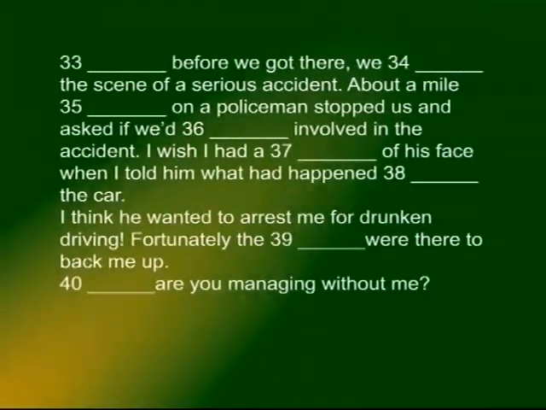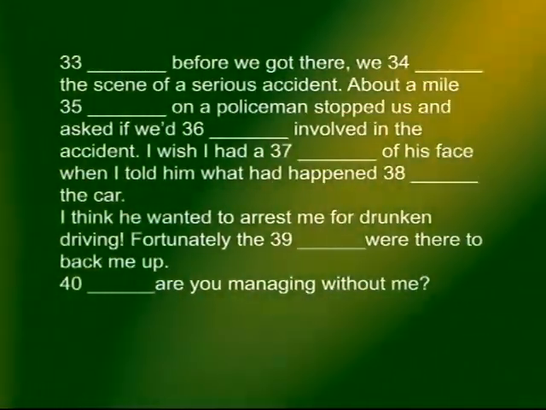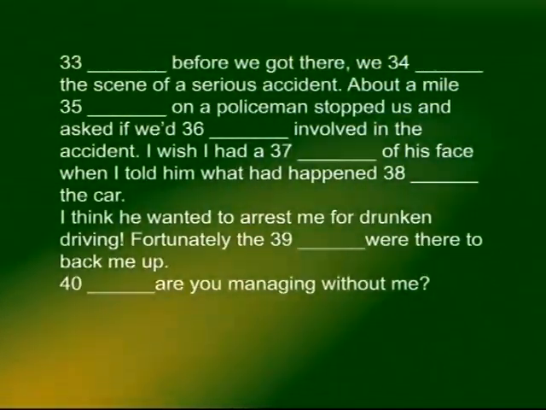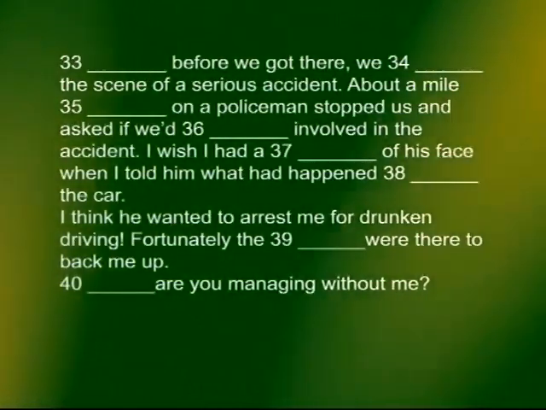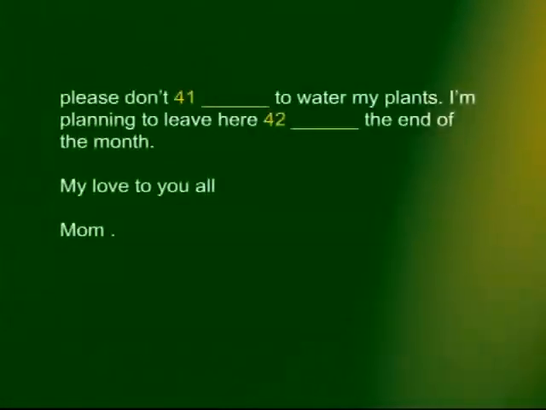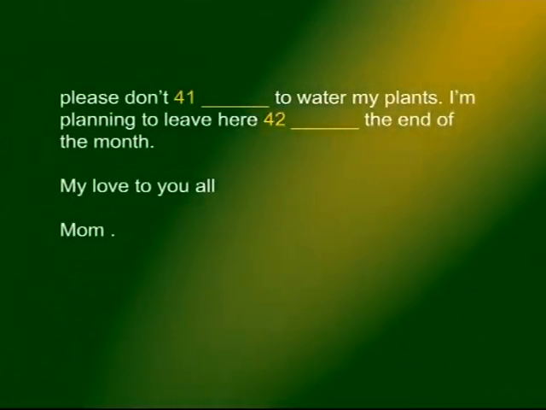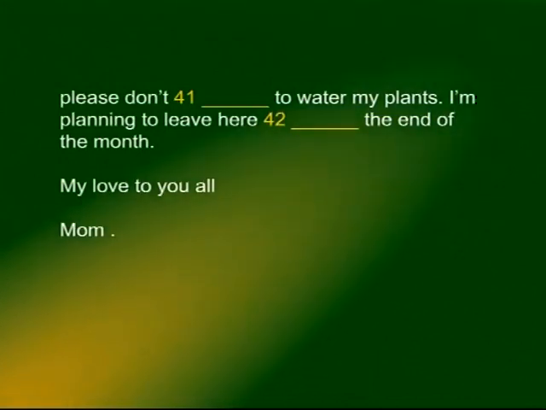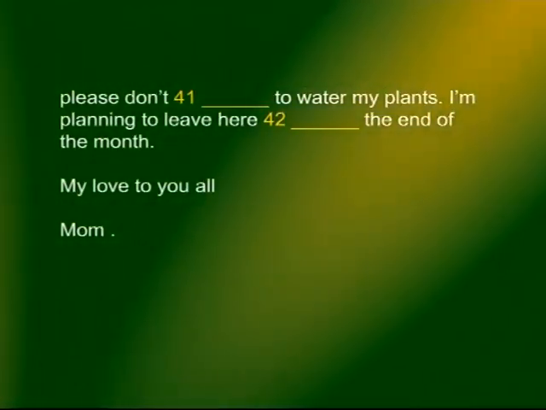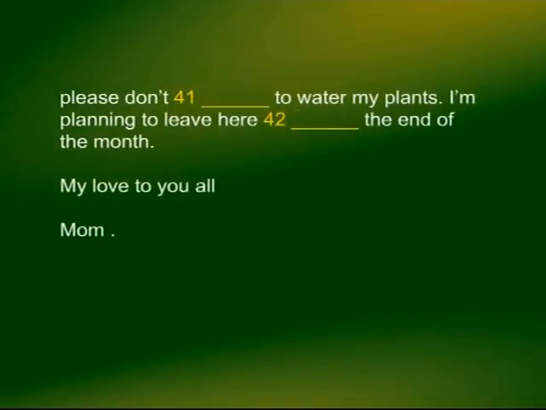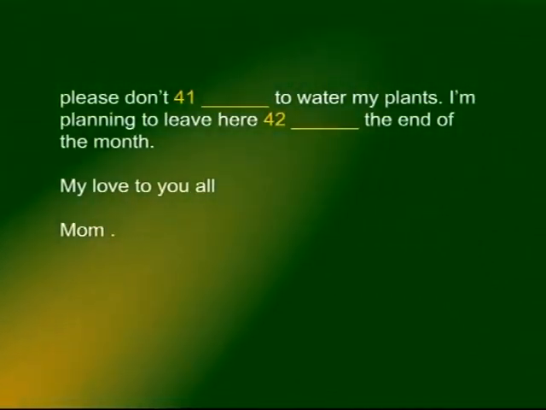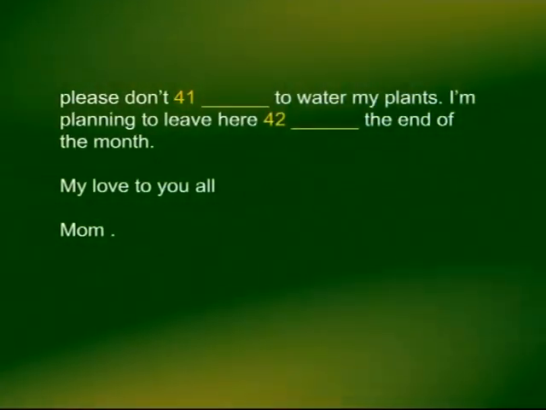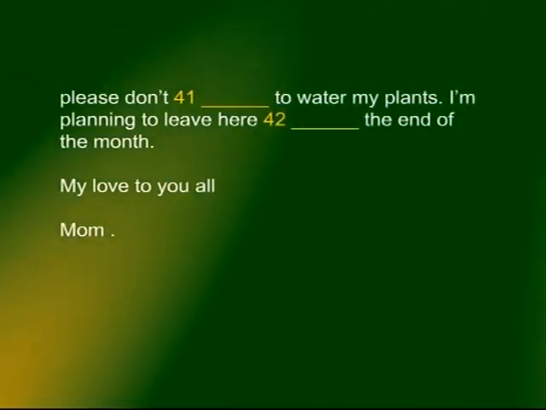And then the last bit of the letter: how are you managing without me? The question mark gives you the clue. Please don't forget to water my plants. She's reminding them of something that they have to do, and that is, don't forget to water my plants. I'm planning to leave here at the end of the month. The preposition at. My love to you all, Mum.